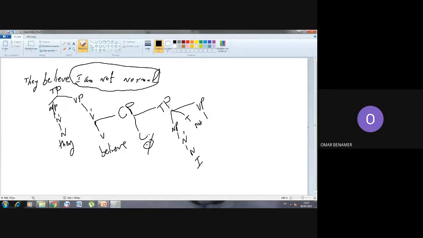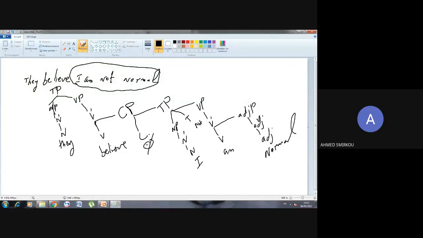Then we have a V bar. V bar: am, the verb am, or to be. From the V bar, adjective phrase. Then adjective bar. Adjective.